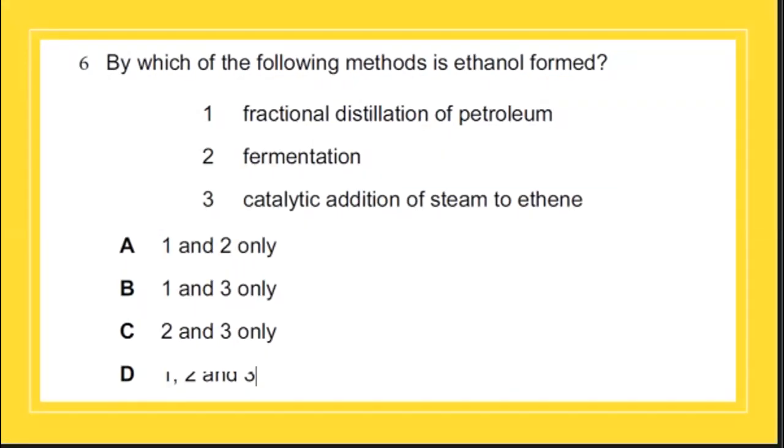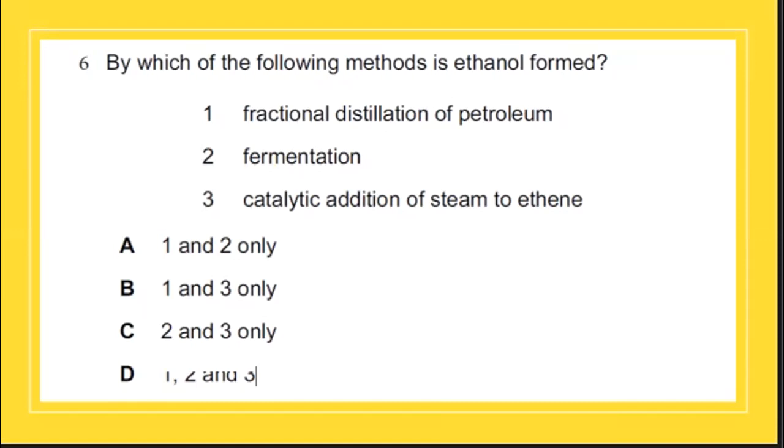Question 6. By which of the following methods is ethanol formed? First, you have fractional distillation of petroleum, you have fermentation too, and you have catalytic addition of steam to ethene, right? So in which of these processes is ethanol formed?